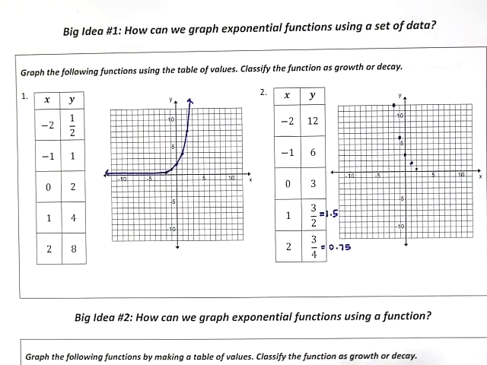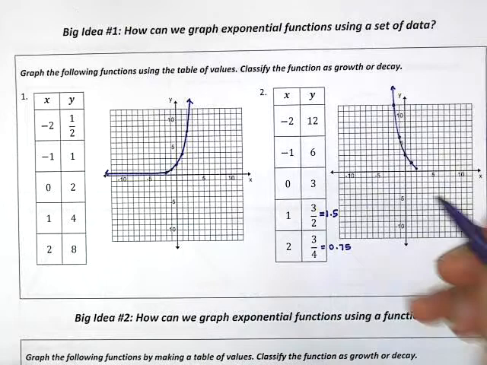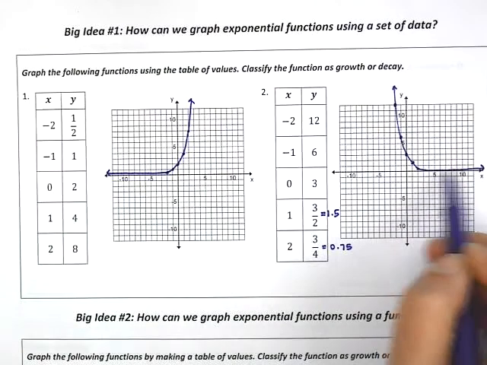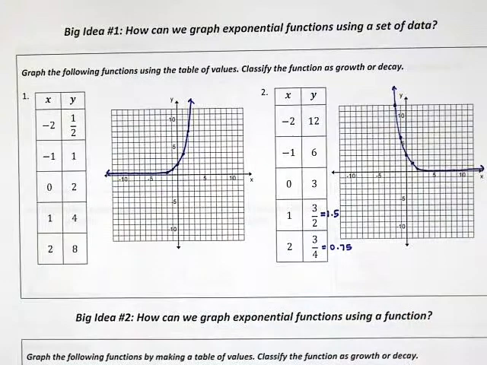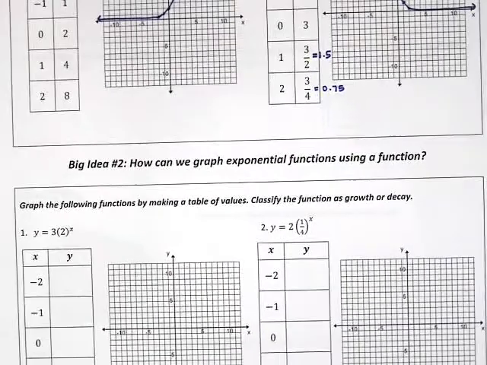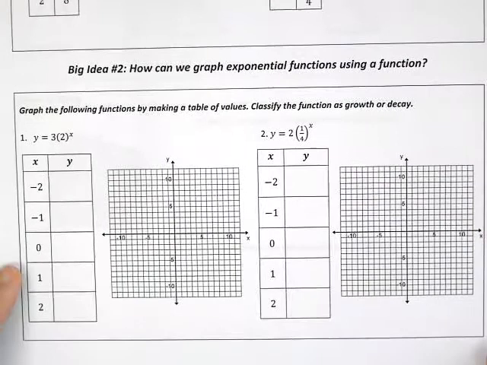Now again, it's not a straight line, so it's going to be exponential. I like to say that this graph looks like an airplane landing. So it's getting really close to the ground, but it's never really going to hit the ground, and it's nice and curvy and smooth. Now the second big idea is how do we make these graphs if we don't already have a table? And the answer is we're going to have to make them ourselves.